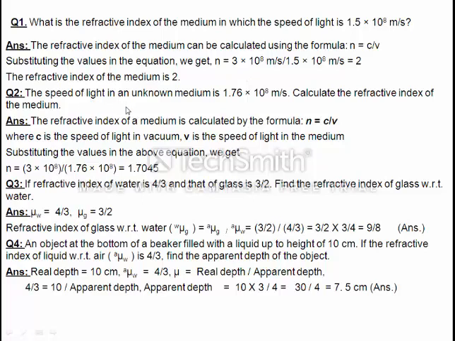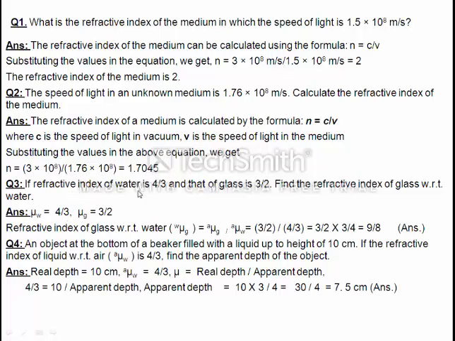Second question: the speed of light in an unknown medium is 1.76 into 10 to power 8 meter per second. Calculate the refractive index of the medium. What is asked? The refractive index of that medium is asked. Once again, V is given to you, C you know, then n is equal to C upon V, so it will be 1.7045.